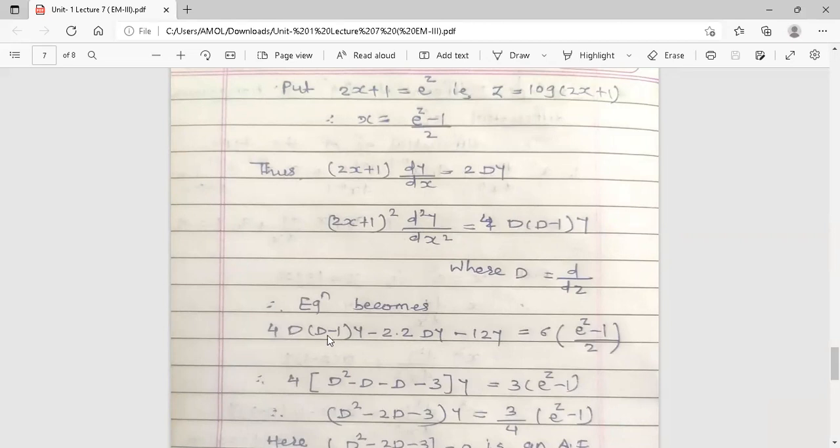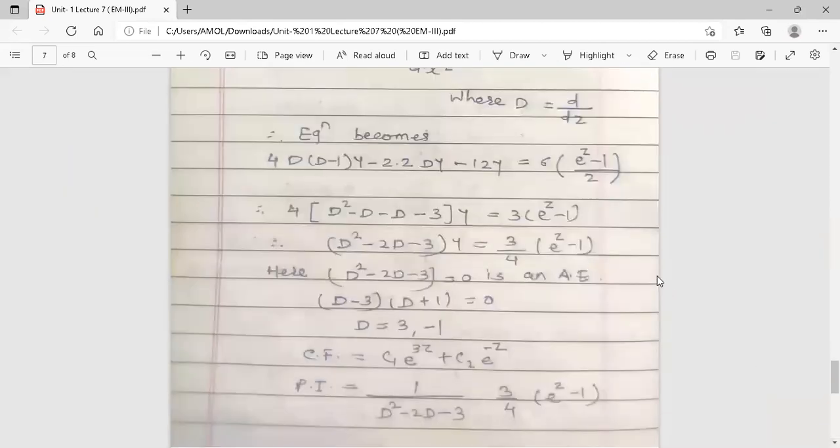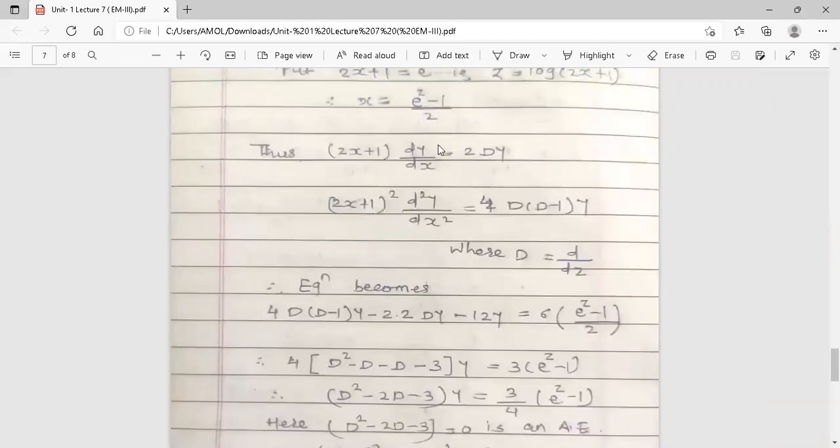So write 4D into D minus 1 into y minus, the middle term is minus 2 as it is, and the replacement of 2x plus 1 into dy by dx is 2 Dy. So replace it by 2 into Dy. Minus 2 is already there in the example. Then the third term is minus 12y, as it is, equal to 6x.